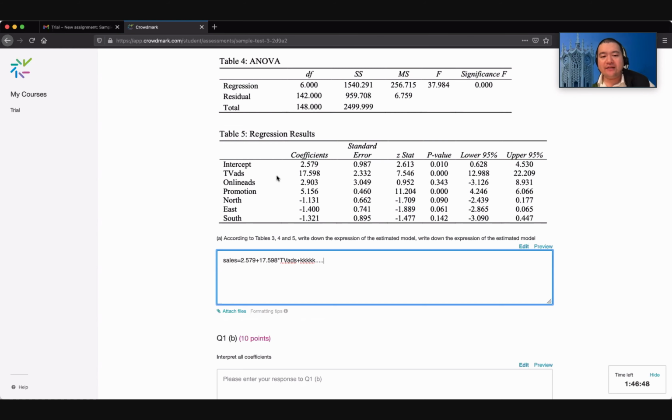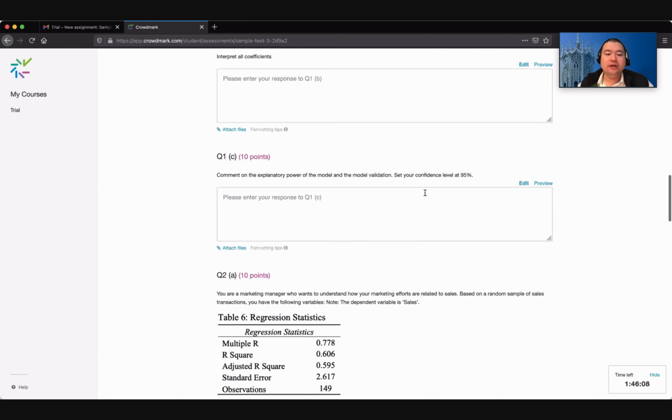So we can say the TVS has a positive coefficient, which is 17.598, which shows that when the TVS increased by 1 unit, the weekly sales will be increased by $17.598, while holding all the other independent variables constant, unchanged, right? And it is statistically significant because the p-value is 0, at all the confidence levels, because when it is 0, it is significant at 90%, 95%, and 99% confidence levels, right? So this is simple.